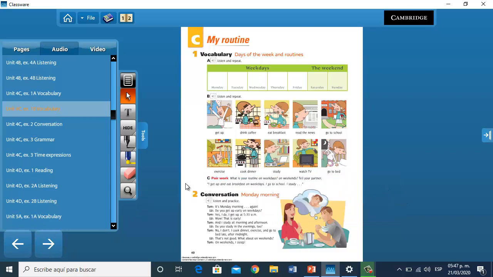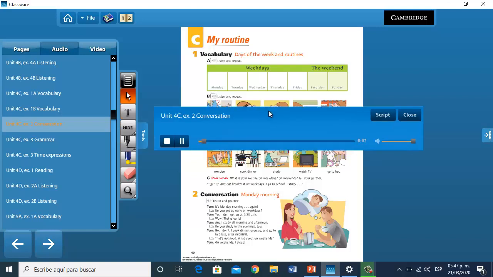And in number 2, conversation, we have a little conversation between Tom and Liz. It says Monday morning, and I'm going to play it just so you hear the interaction between them. But the most important thing here, I think, is that you have to identify the structures that we saw in the previous class with do and does, and then we're going to get a little review. So please try to pay attention.